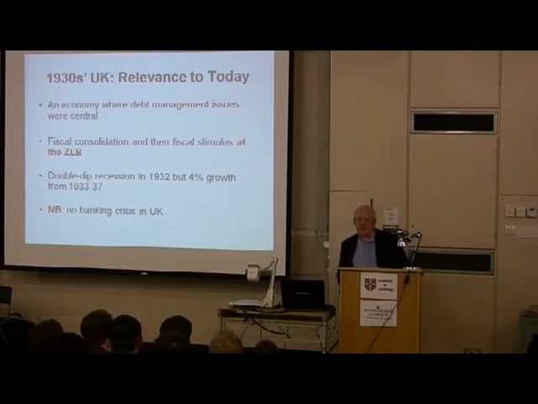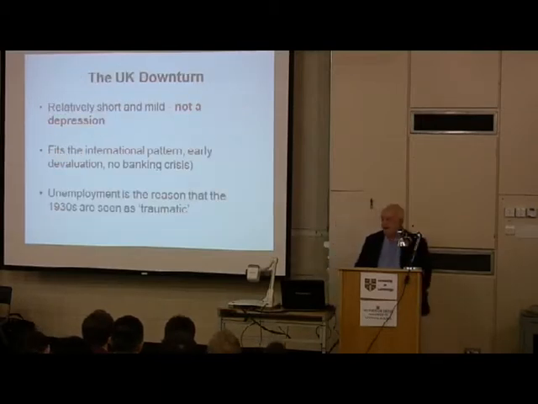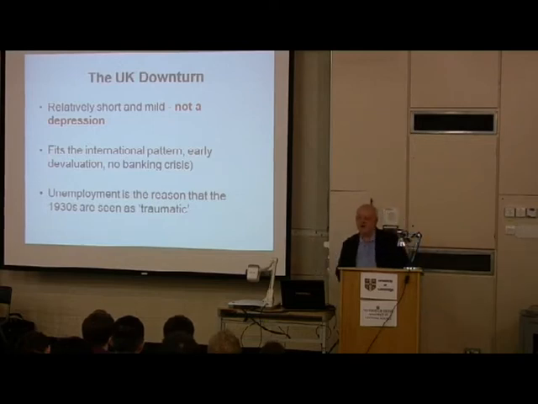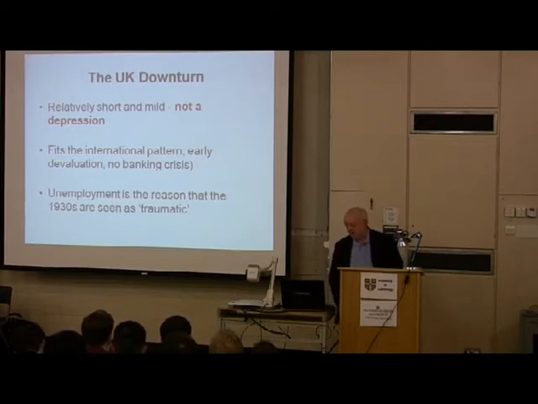One difference for the UK compared with now is there was no banking crisis, at least no overt banking crisis in Britain in the 1930s. The UK downturn at that time was short and mild. The term Great Depression is a misnomer applied to the UK. It's rather like a nasty recession in the early 30s. In fact, fairly similar to what we went through from 2008 onwards. The UK comes out of that recession relatively early in international terms. It fits the international pattern: an early devaluation and no banking crisis typically equaled relatively early recovery.